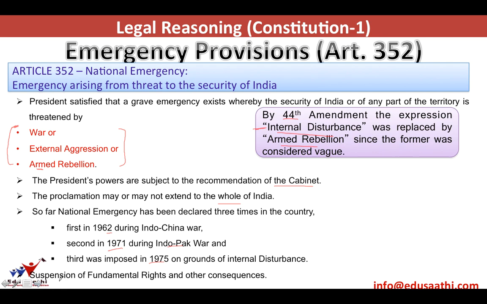So what is the basic nature of emergency? That there is a suspension of fundamental rights and other consequences. Most of the fundamental rights are suspended, but like we discussed in the previous video, Article 20 and 21. Article 20 relates to protection against conviction in cases of offense, and Article 21 is the right to life. These are some of those rights which are not suspended during emergencies. However, other rights like freedoms etc. could be suspended in cases of emergency situations.